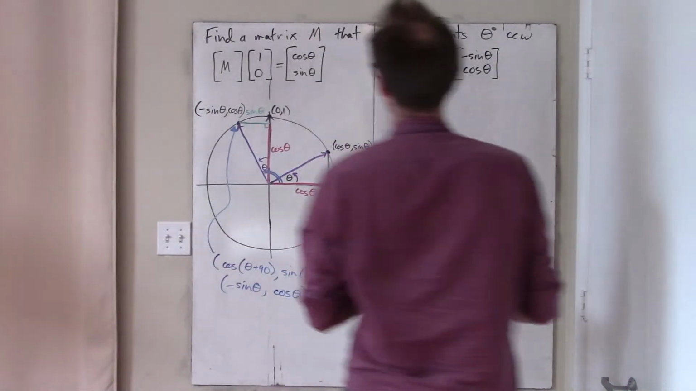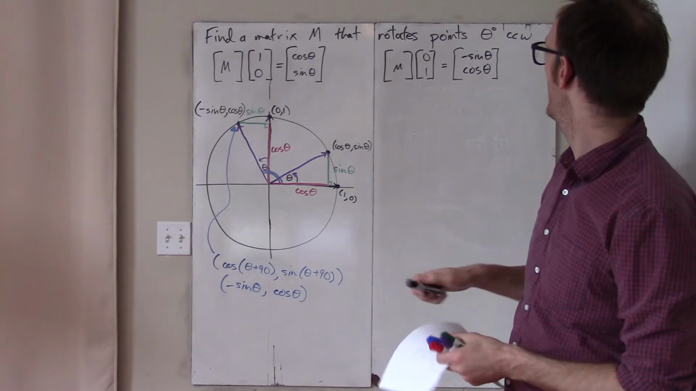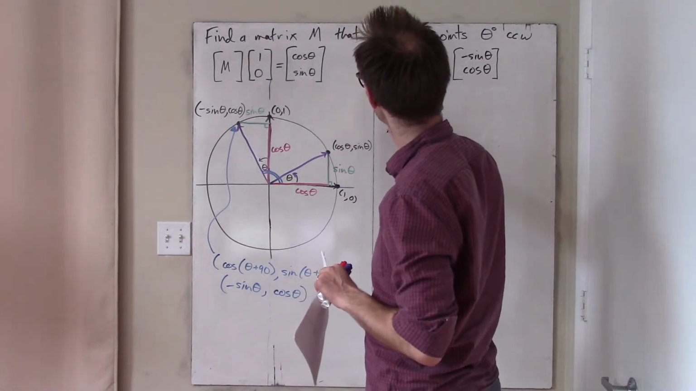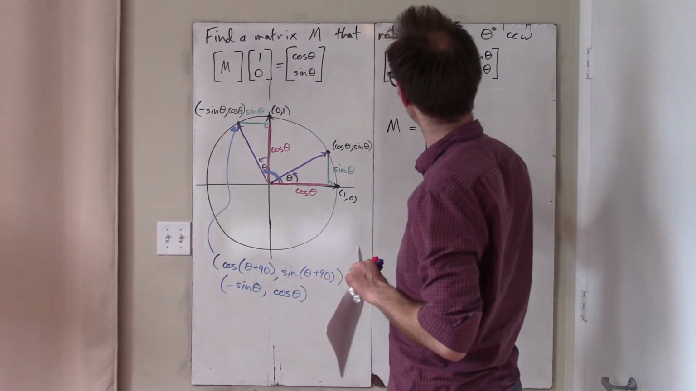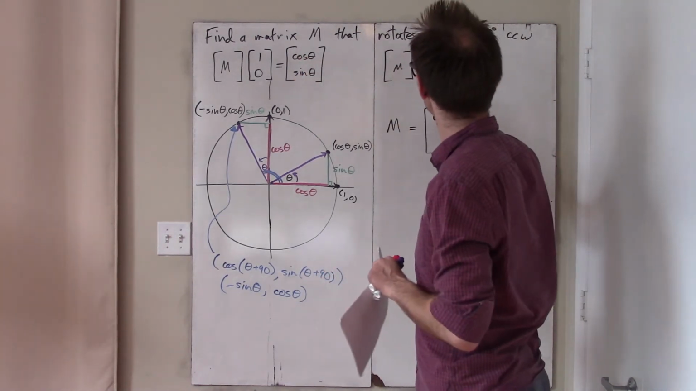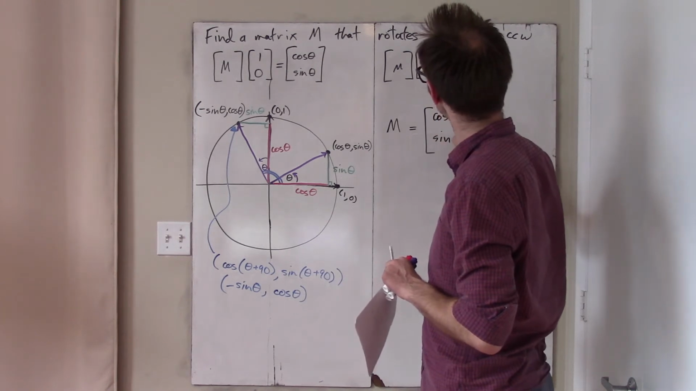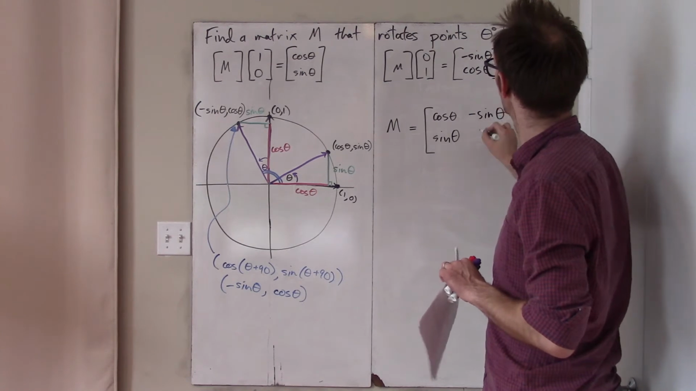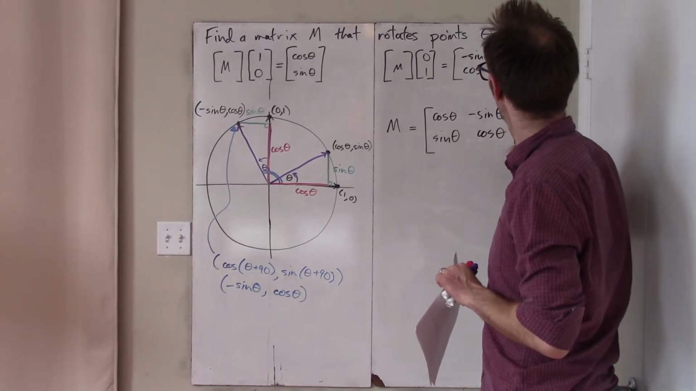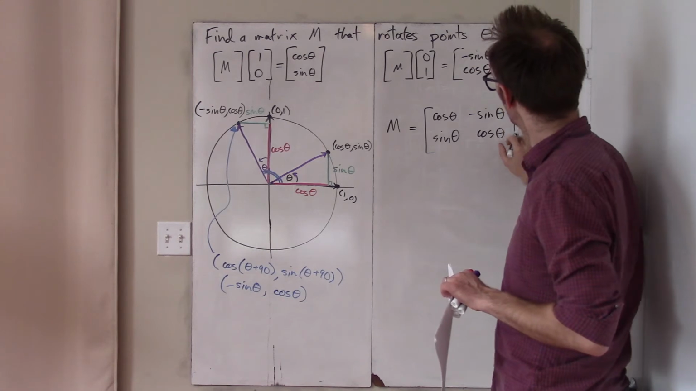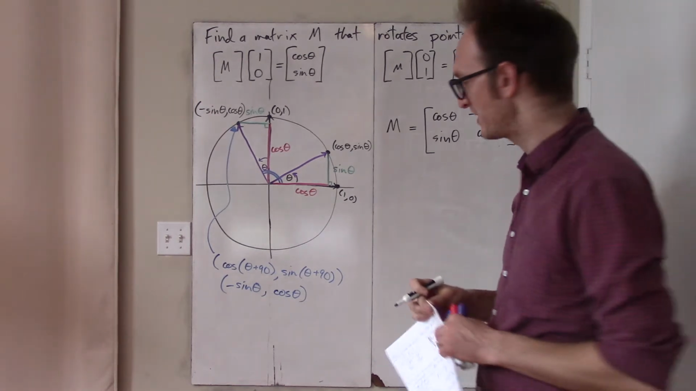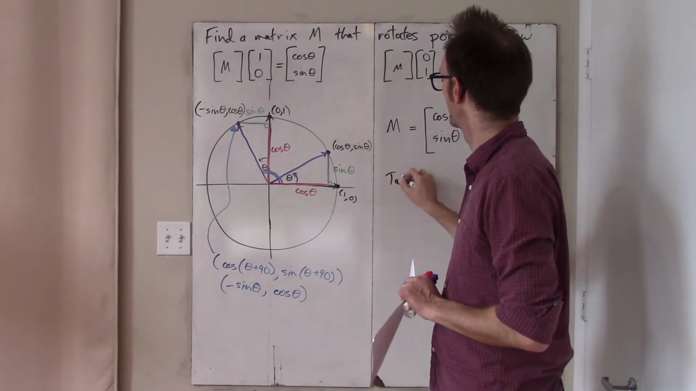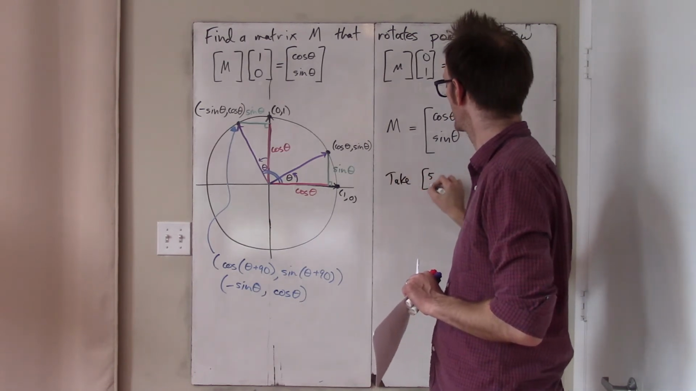Okay, what is the conclusion of all of this? The conclusion is that the matrix M that I want is the matrix whose first column is cosine theta, sine theta, and whose second column is negative sine theta, cosine theta. And this is cool because, give me some vector. Well, let's just take our vector 5, 2.